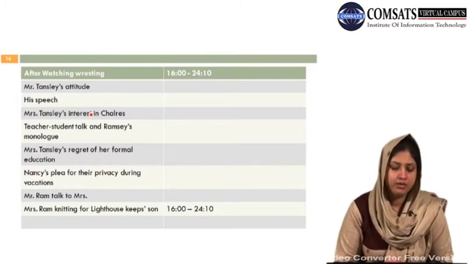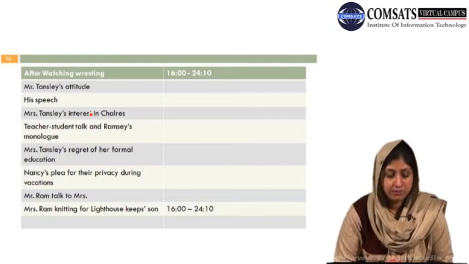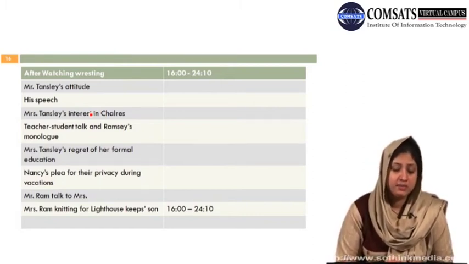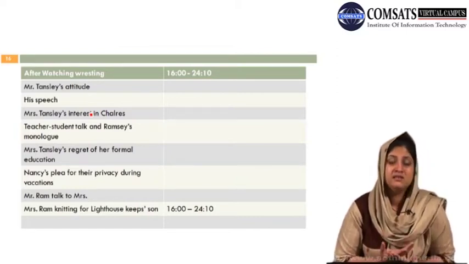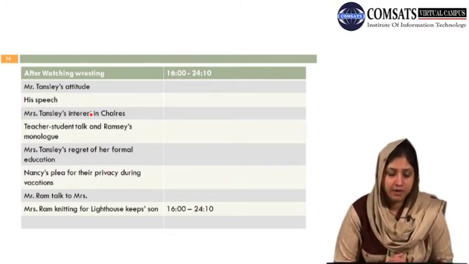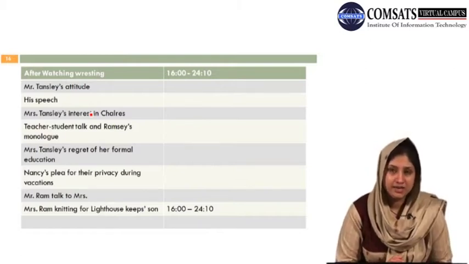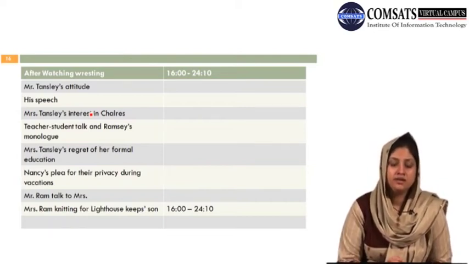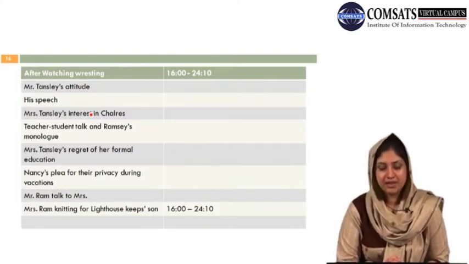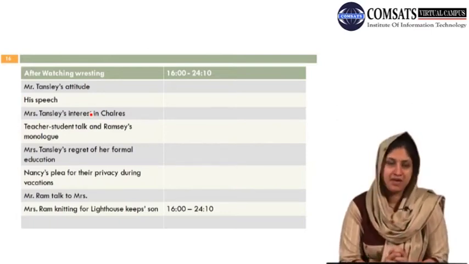Now, Nancy's plea for their privacy during vacations. Nancy is the daughter of the Ramsay family, and then how Mr. Ramsay talked to Mrs. Ramsay. This helps us determine the relationship between the husband and wife. And how Mrs. Ramsay is knitting for the lighthouse keeper's son. Mrs. Ramsay's idea of leaving good notes behind her makes her do things out of her scope. So let us have this quick watch and establish our understanding based on it.